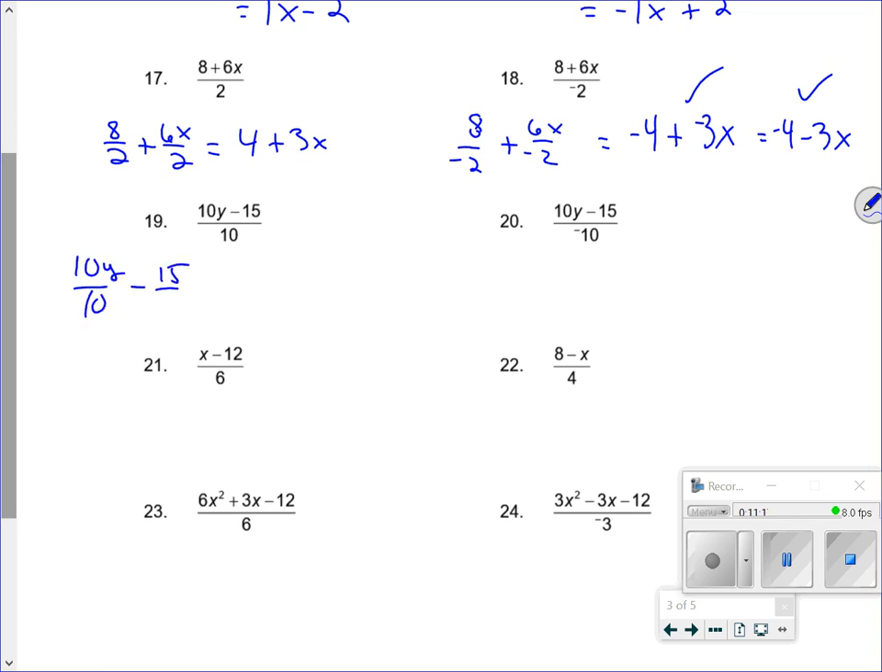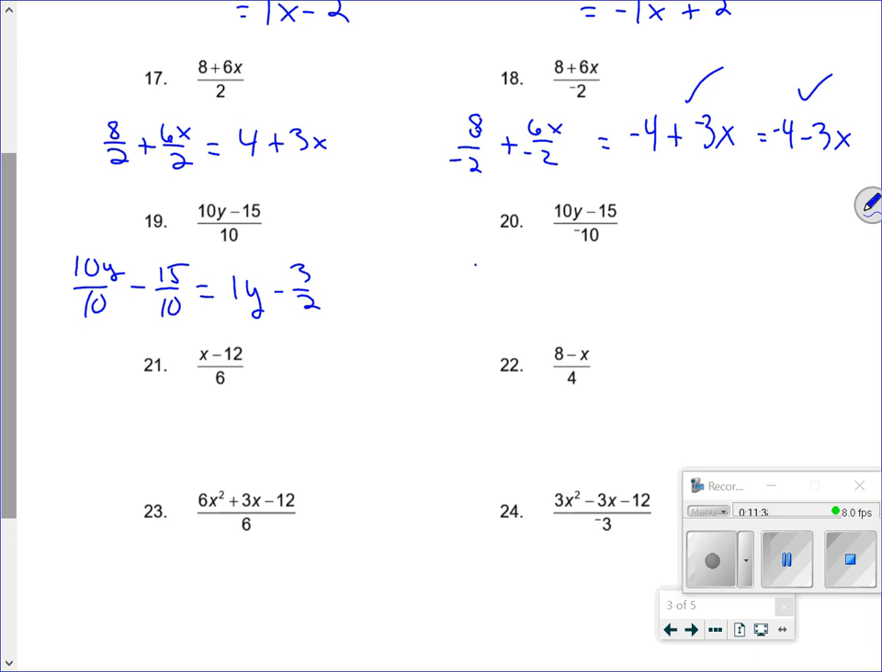10y divided by 10 minus 15 divided by 10. Well, 10 divided by 10 is easy, 1y. 15 divided by 10 does not come out to be an integer. For the purposes of this, I want you to leave fractions as fractions and not change them to decimals, please. So just reduce that 15 over 10 on your calculator, 15 divided by 10, and then math 1. And you're going to get minus 3 halves.